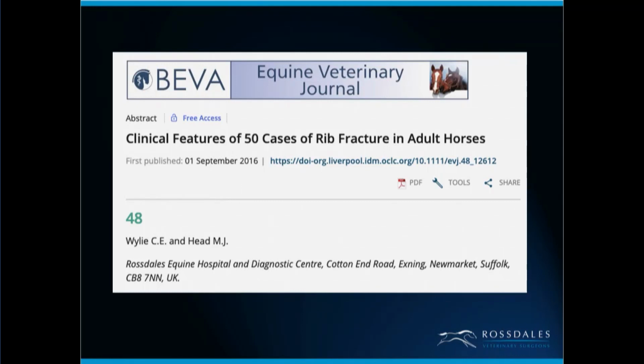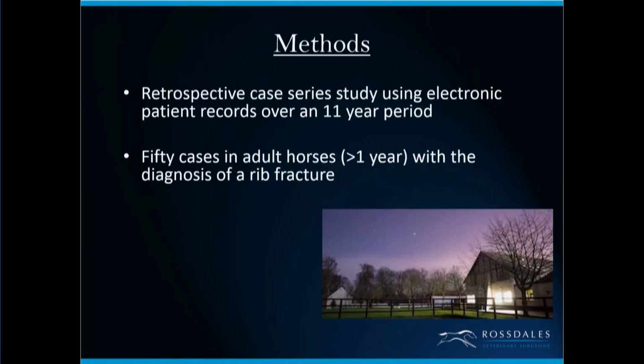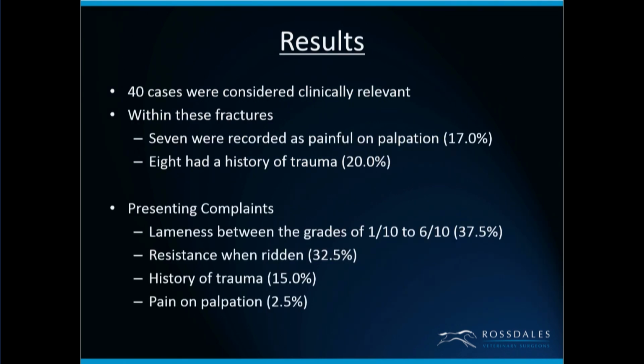Another paper that Claire Wiley did while she was here looked at the clinical features of 50 cases of rib fractures in adult horses. It was a retrospective case series over an 11-year period, and 50 cases in adult horses only were identified with the diagnosis of a rib fracture. 40 of these 50 cases were considered clinically relevant, and within these fractures, 7 were recorded as painful on palpation, and 8 had a history of trauma.